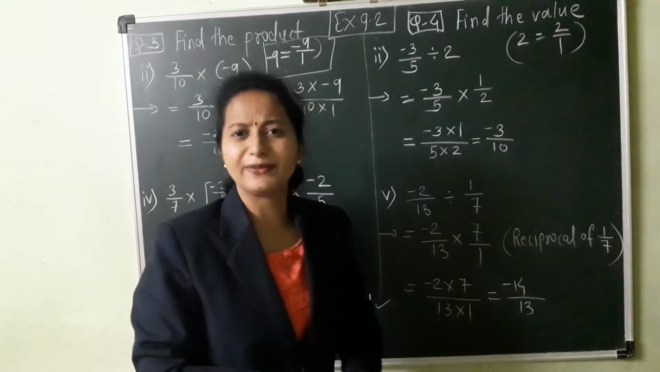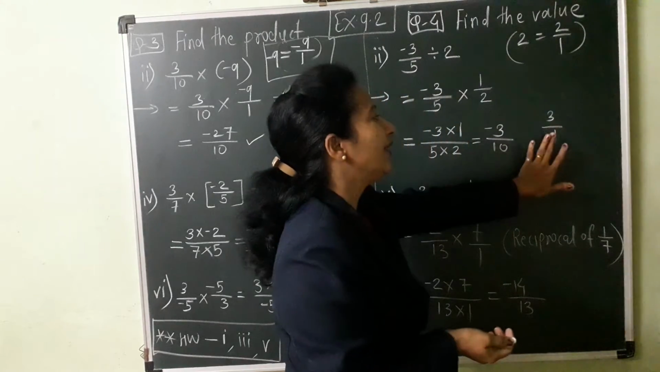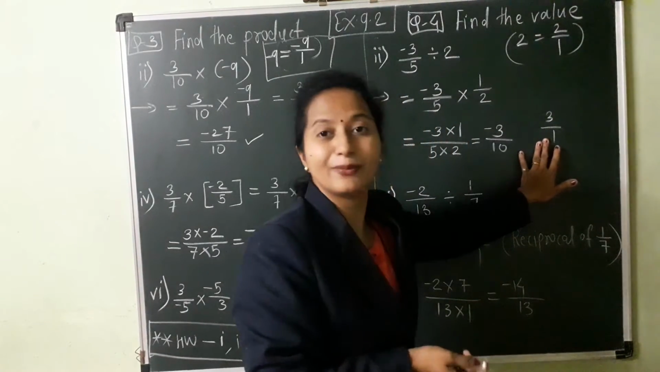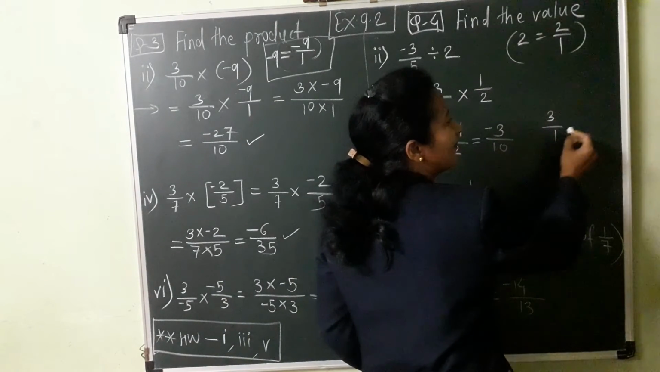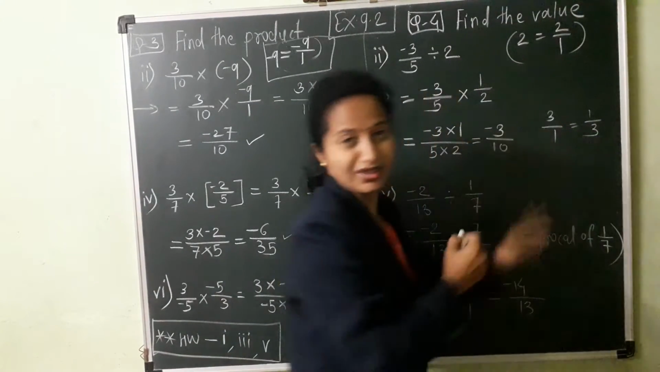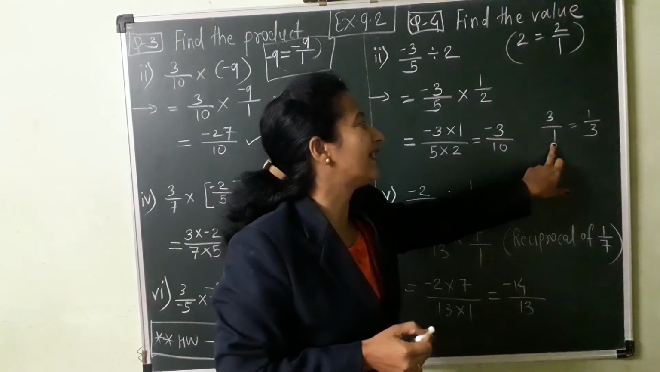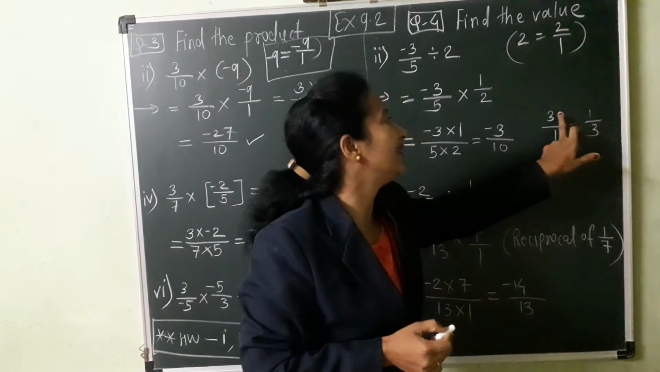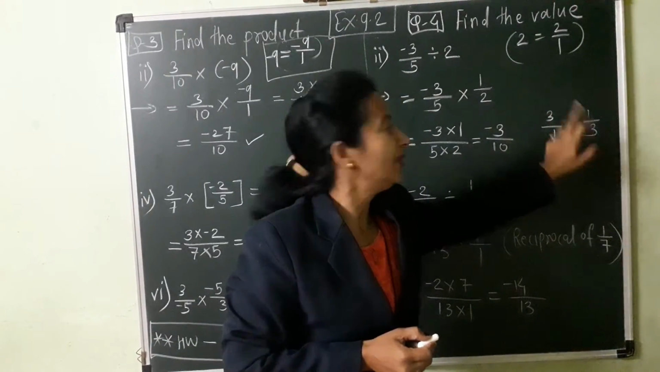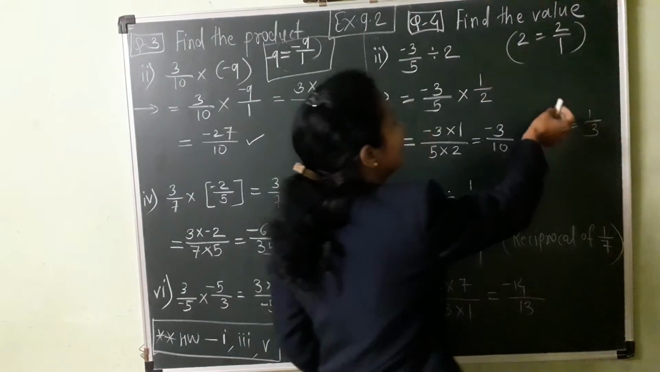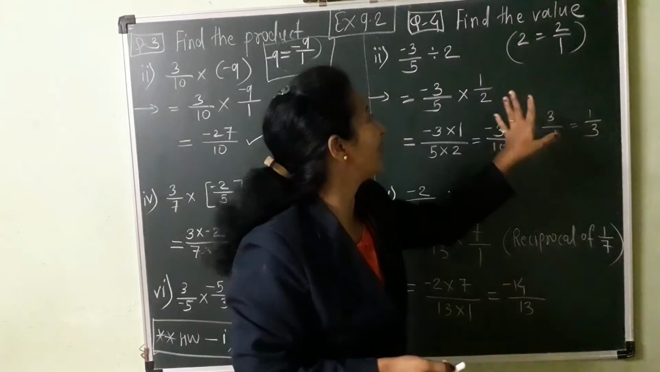So how to find the reciprocal? If I say 3 upon 1, you have to use the denominator of this rational number as the numerator and the numerator as the denominator. So the reciprocal of 3 upon 1 is 1 upon 3. Understood what is meant by reciprocal? In 3 upon 1, I have used the denominator as the numerator and the numerator as the denominator. So the reciprocal of 2 upon 1 is obviously 1 upon 2.